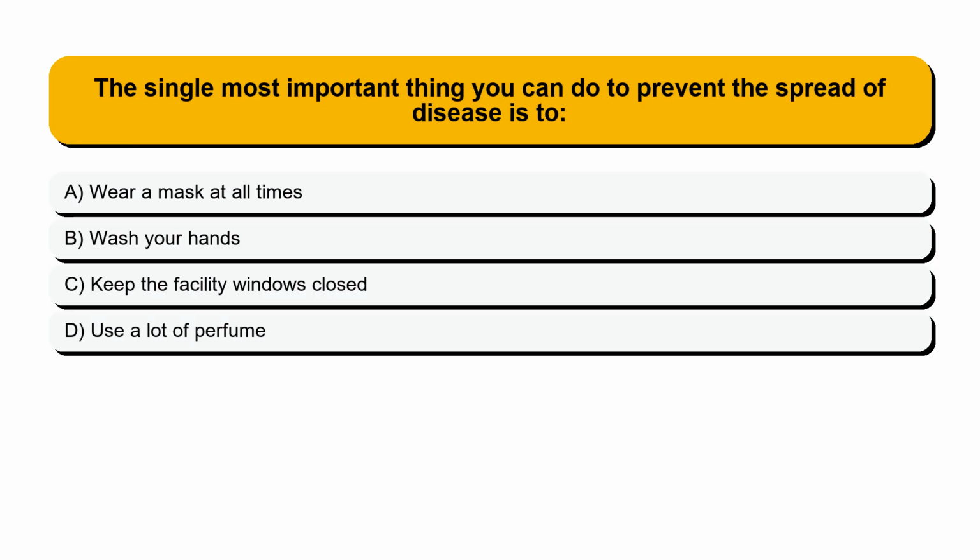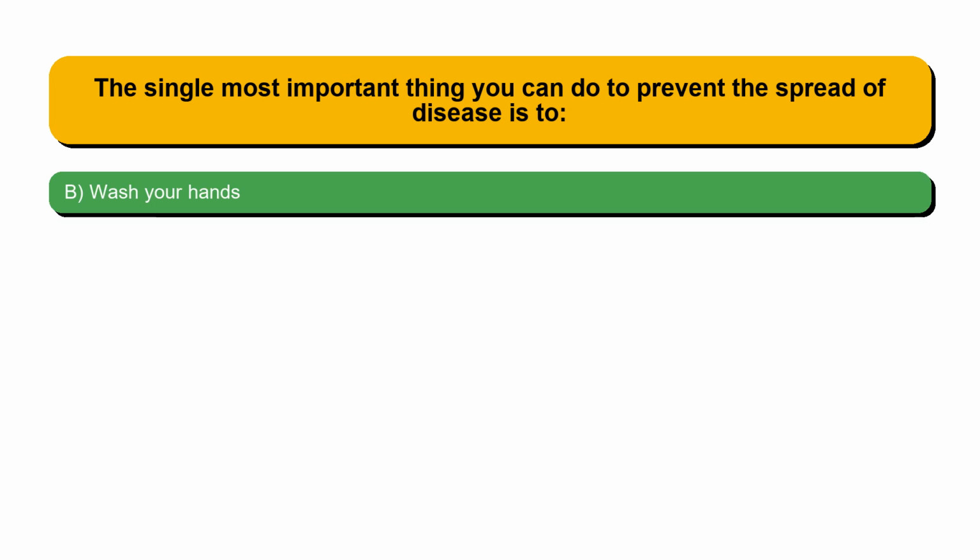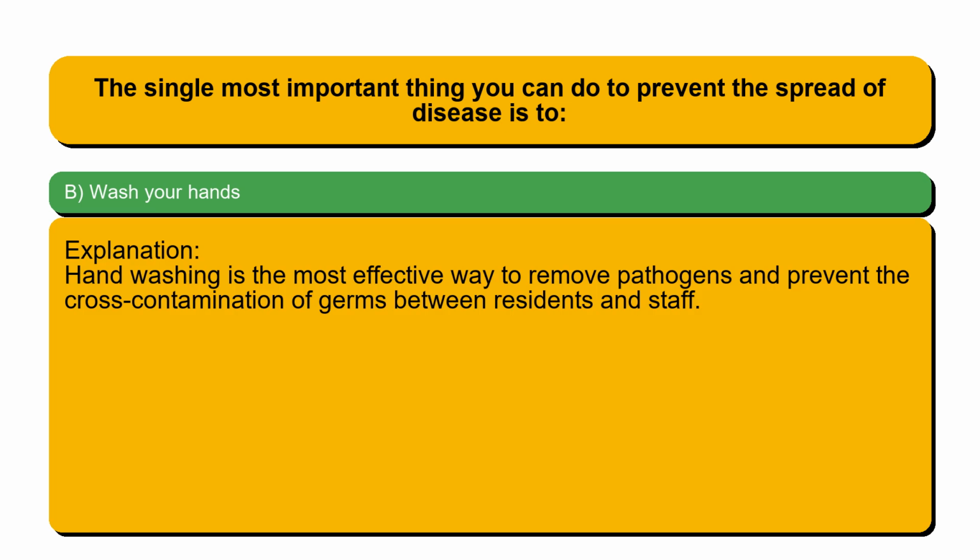Question 46. The single most important thing you can do to prevent the spread of disease is to option A, wear a mask at all times. Option B, wash your hands. Option C, keep the facility windows closed. Option D, use a lot of perfume. The correct answer is option B, wash your hands. Hand washing is the most effective way to remove pathogens and prevent the cross-contamination of germs between residents and staff.